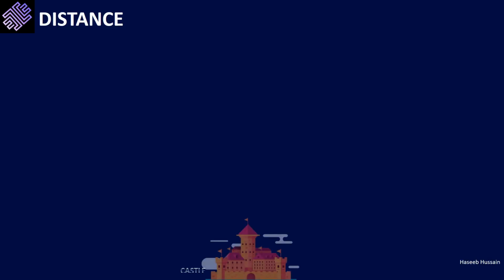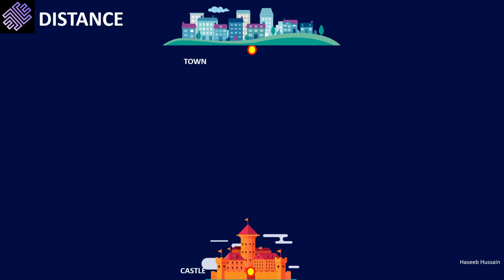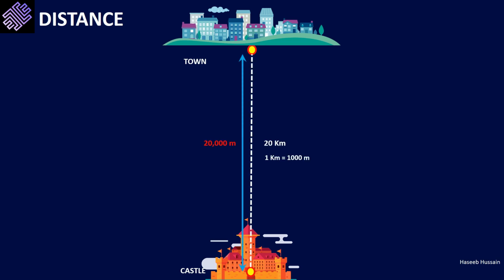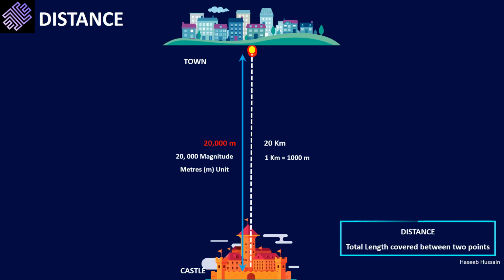Let's say you live in a grand and brilliant castle. To the north of this castle lies a small town, 20,000 meters or 20 kilometers away. Now, when you move from your castle to the town, you cover 20,000 meters. In this case, 20,000 refers to the magnitude and meters refers to the unit.